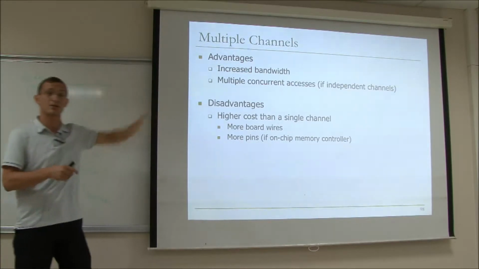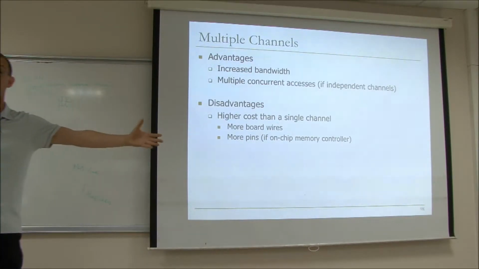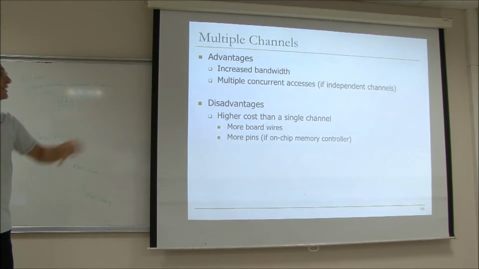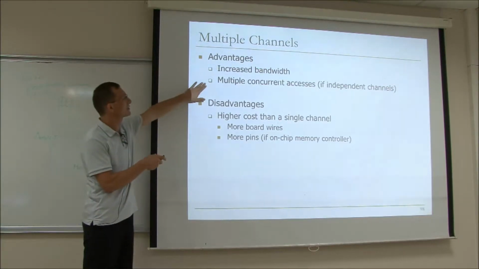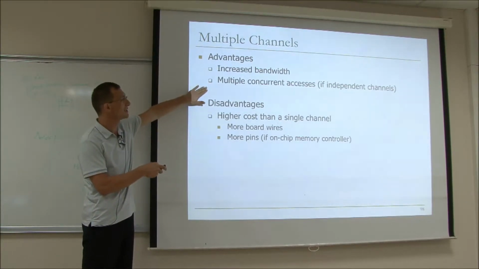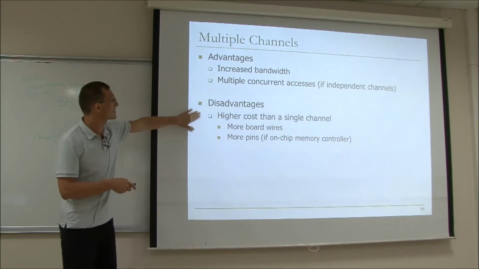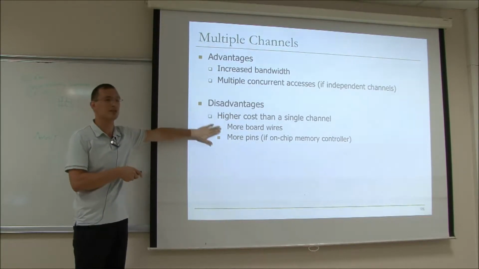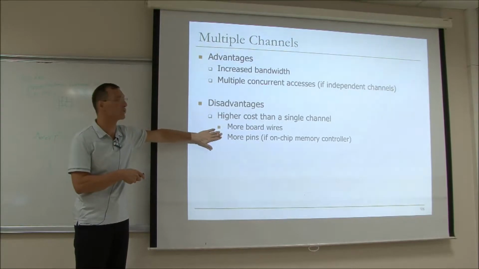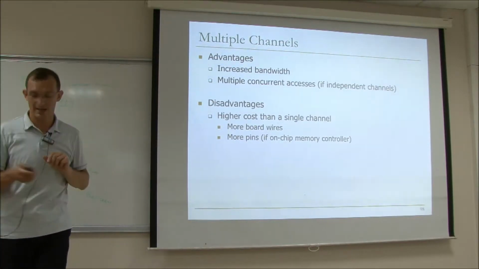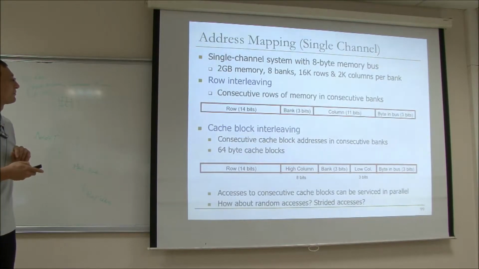So one question is, why don't we have more channels? That scales the system really well, right? This increases the bandwidth and it enables multiple concurrent accesses if they're independent. But there's a big disadvantage, which is it's much higher cost. It has more board wires, more pins, and that makes it difficult to scale the system.